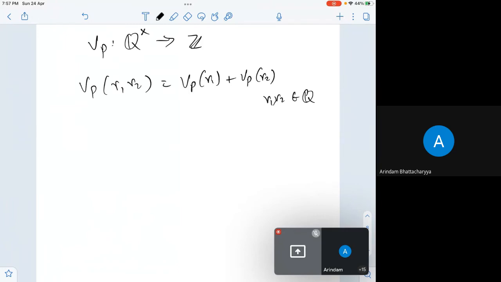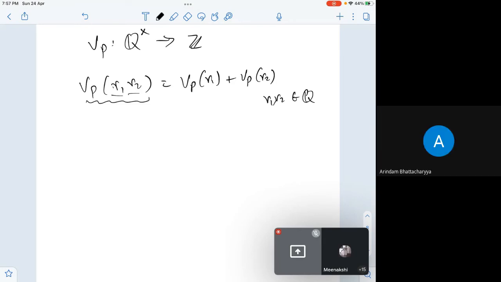Can someone give me a proof of this? Or we can give it by logs and things. We can involve log here. No, this is just the highest power of P in R1, R2, right? That's just the highest power of P in R1 plus the highest power of P in R2. But we can take the floor of log, no? We will take the floor.